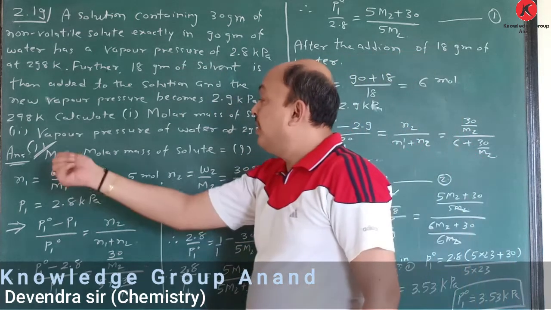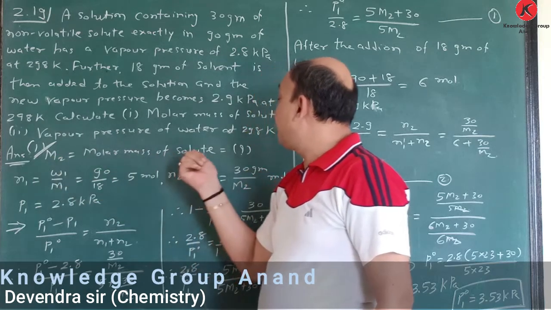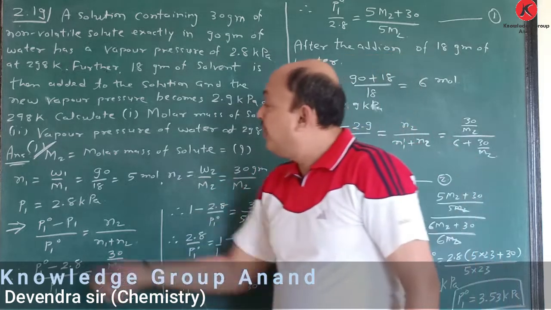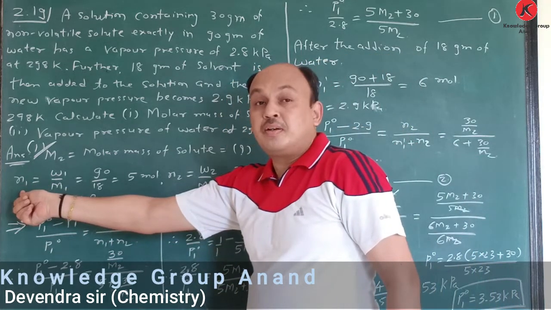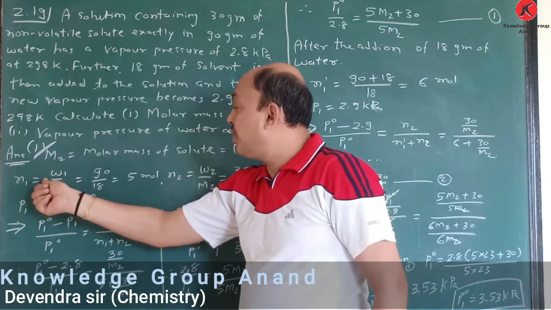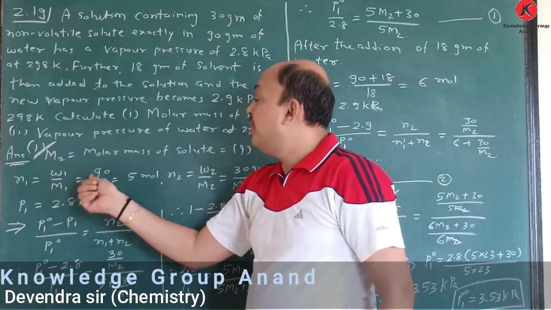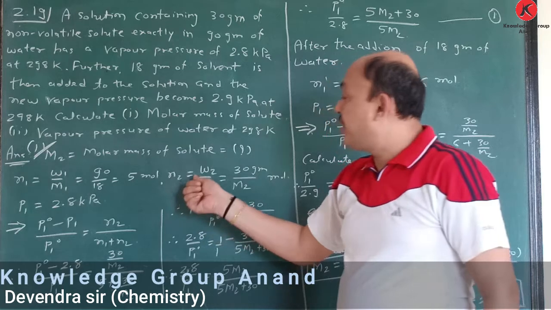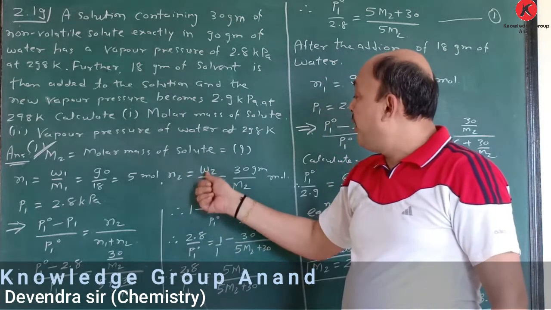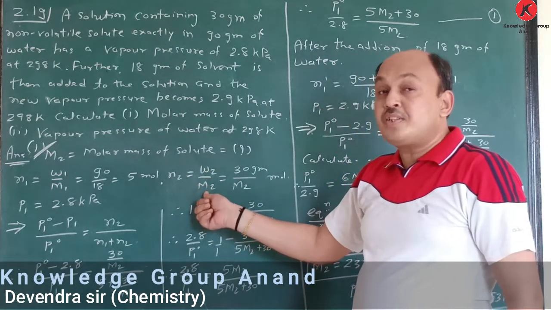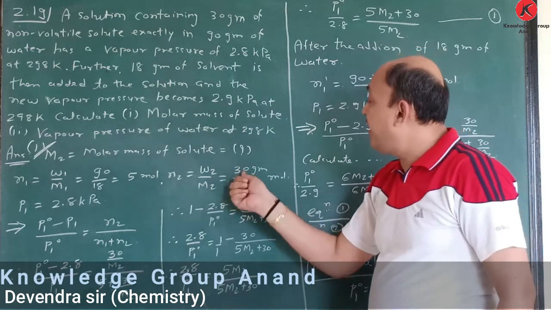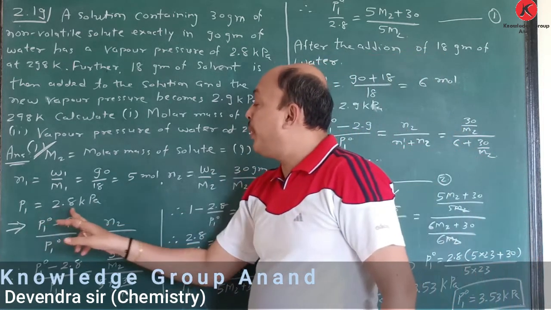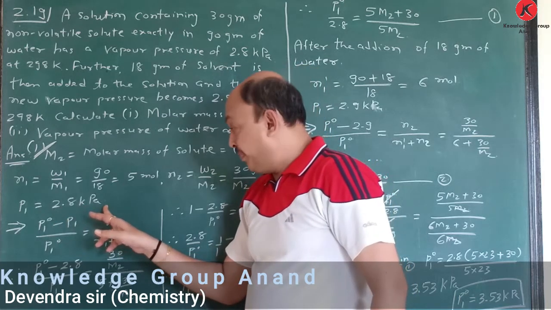So just to see. Consider the molar mass of solute is M2. Now, N1 stands for moles of solvent, which is equal to W1 divided by M1. So 90 divided by 18 is equal to 5 moles. And here N2 is equal to moles of solute, W2 divided by M2. But M2 is unknown. So W2 is 30 gram divided by M2 mole. Now P1 is equal to 2.8 kilopascal, which is given.